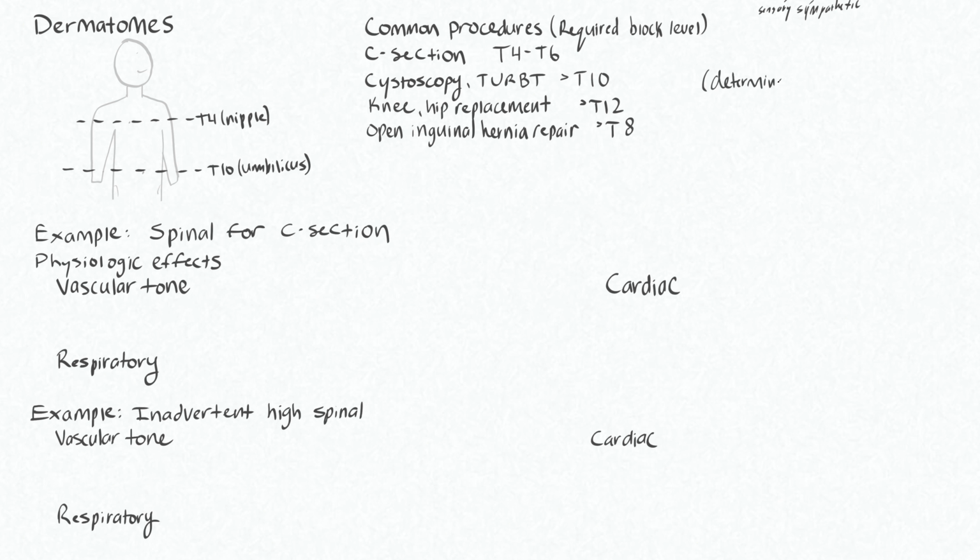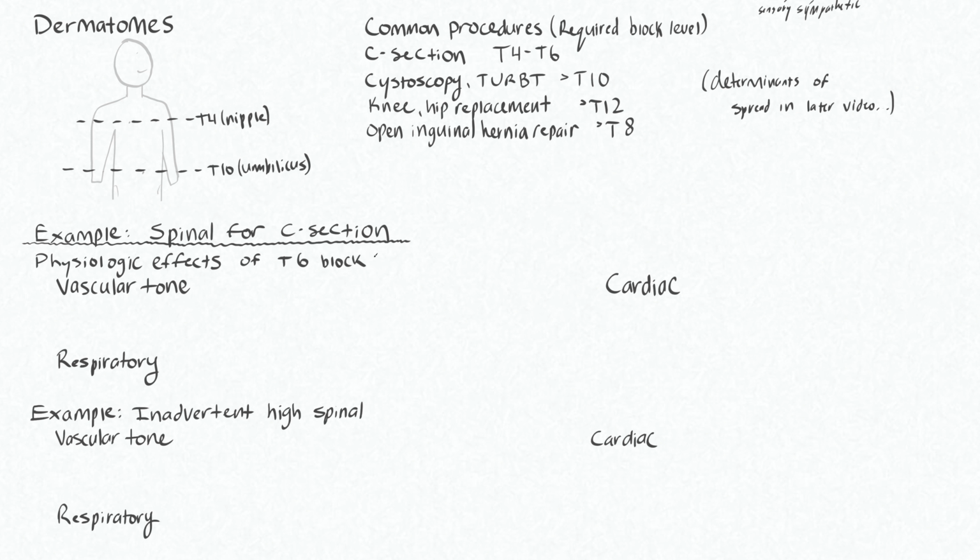We'll talk about the determinants of the spread of your neuraxial technique in the next video. For now, let's take some of this knowledge about our physiologic effects of a neuraxial block and put it to use. So let's say we're doing a spinal for a C-section, and we're going to target about a T6 level block.